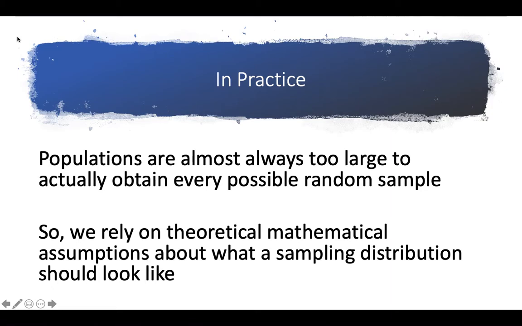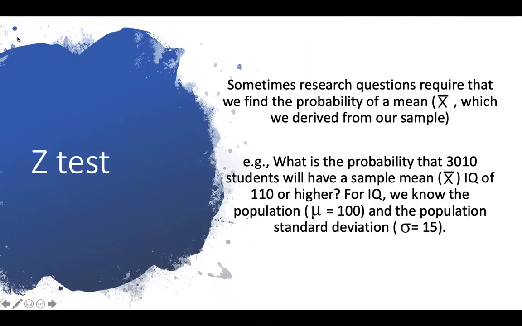Okay, so we've gone over this a ton for a reason, but just one more time. Populations are almost always too large to actually obtain every possible random sample. We rely on mathematical assumptions about what our sampling distribution should look like instead. All statistics we use are based on the central limit theorem. So let's bring this back around to the z-test and how we can determine if our sample is different from the population.